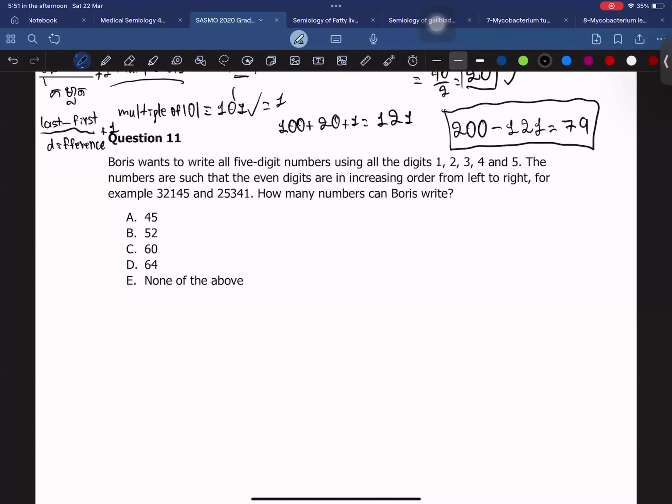Boris wants to write all 5-digit numbers using all digits 1, 2, 3, 4, and 5. The numbers are such that even digits are in increasing order from left to right. For example, 3, 2, 1, 4, 5, and 2, 5, 3, 4, 1. How many numbers can Boris write? Okay, thank you, T.